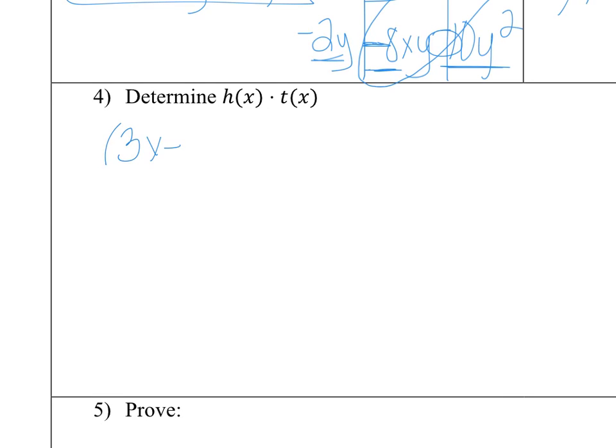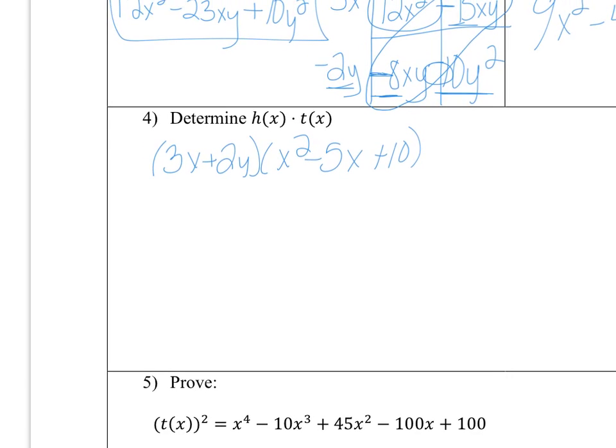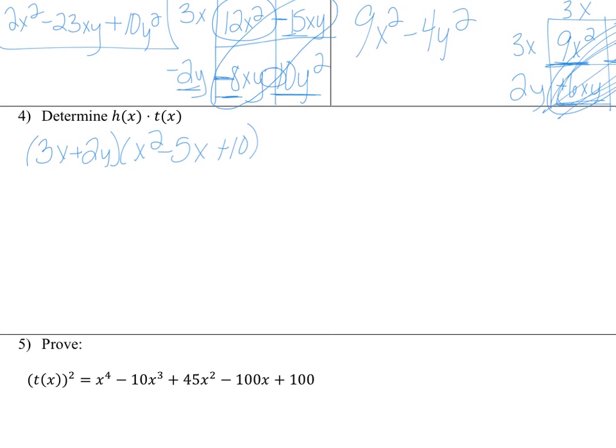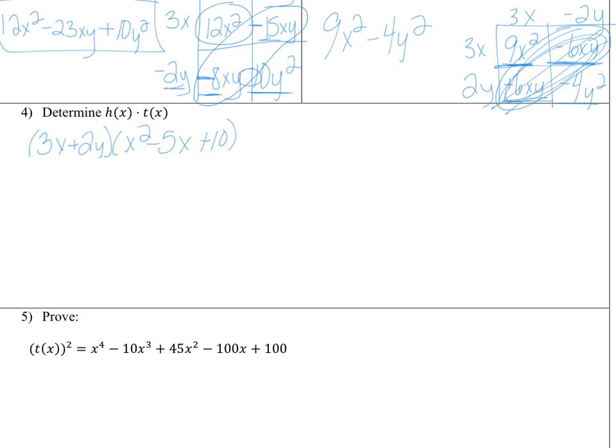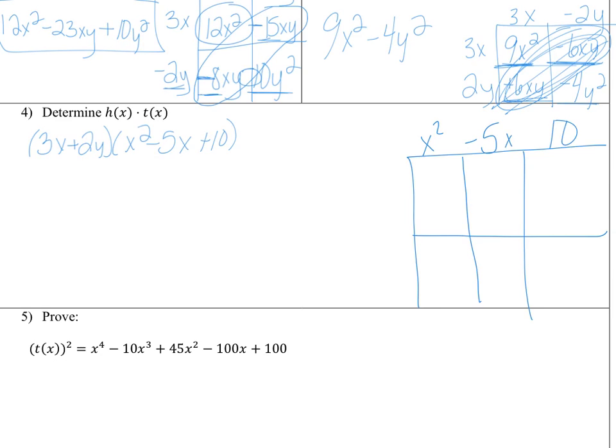Okay, so it's 3x plus 2y, and then x squared minus 5x plus 10. So when you set this guy up, sorry, I want to use the edge there, there's no room. 3x and 2y are two terms, and x squared minus 5x plus 10 is three terms, so they each just need a spot. And you simply multiply them together. So try multiplying, combining like terms, and writing your answer out.